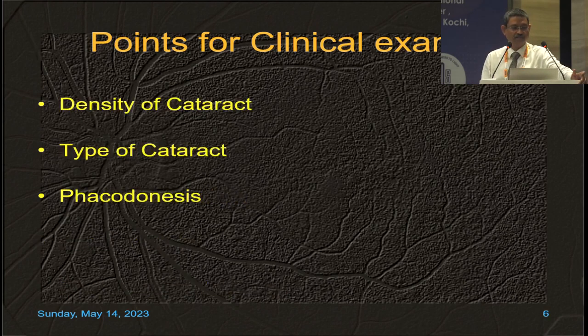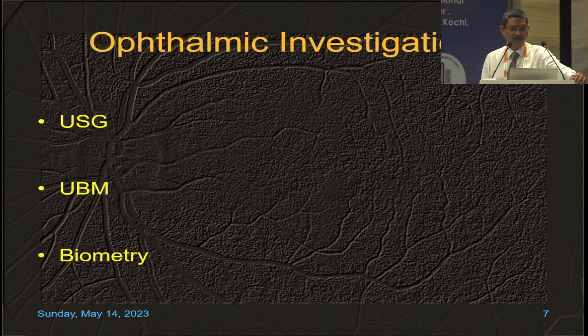Continuing that, the density of the cataract, whether it is a central nuclear sclerosis, which usually develops over a period of time. The most common type is posterior capsular cataract, but the type of cataract, whether it is a totally intumescent cataract, also gives you information, and whether there is any phacodonesis. These give you much more information about planning.